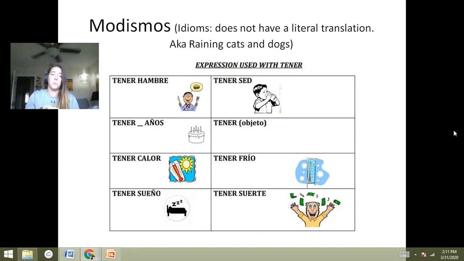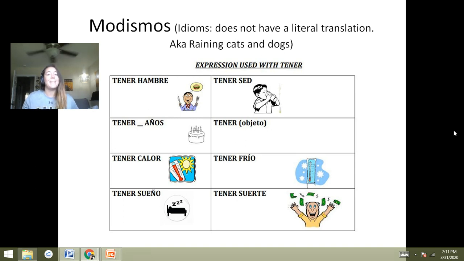These are just a few examples of what you can use with tener. I'm going to say them in Spanish. I ask that you repeat them, and then I'm going to translate both the literal and then the figurative, or what it really means.